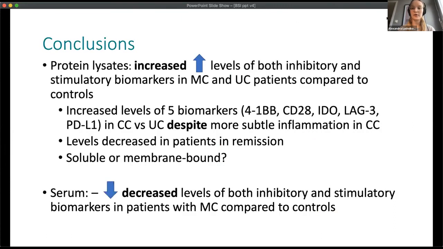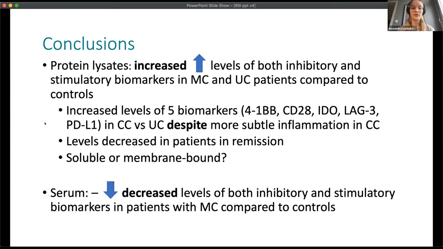So in summary, in the protein lysate samples, we saw increased levels of both inhibitory and stimulatory biomarkers in patients with active microscopic colitis and ulcerative colitis when compared to controls. And interestingly, in the cases of these 5 biomarkers, the levels were more increased in collagenous colitis than in ulcerative colitis, despite the presence of more subtle inflammation in collagenous colitis, which cannot even be seen microscopically.